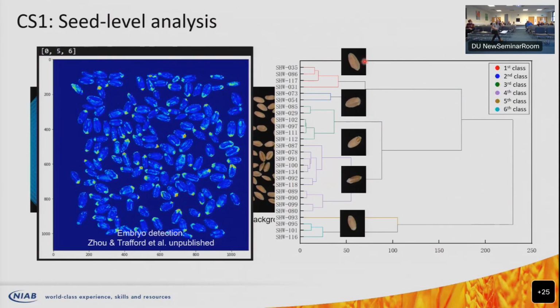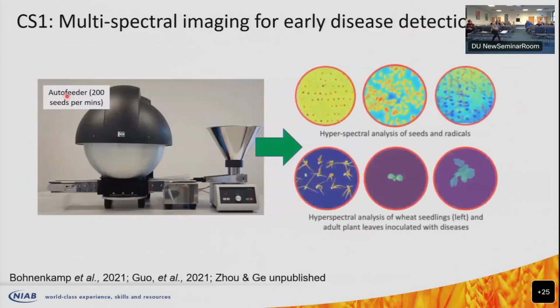We even put these different classes of seeds into the field to study their early establishment, to understand how these traits are linking with early establishment directly. But this hyperspectral or multispectral imaging method is not only limited to seeds. We can apply it onto leaves as well.